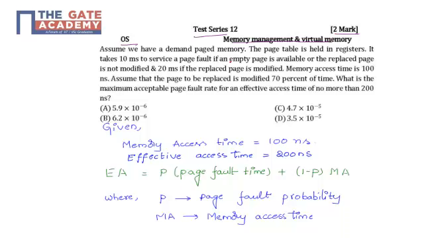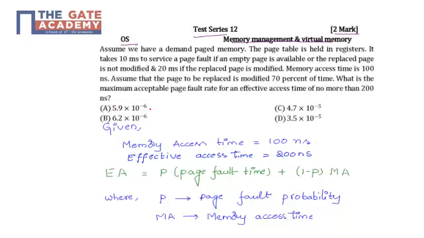Assume we have a demand based memory. The page table is held in registers. It takes 10 milliseconds to service a page fault if an empty page is available or the replaced page is not modified, and 20 milliseconds if the replaced page is modified. Memory access time is 100 nanoseconds. Assume that the page to be replaced is modified 70% of the time. What is the maximum acceptable page fault rate for an effective access time of not more than 200 nanoseconds?